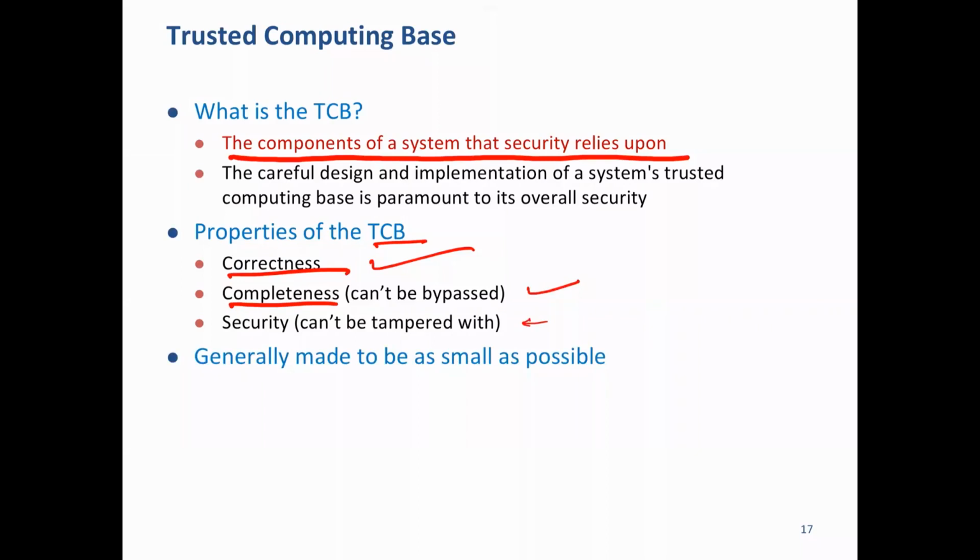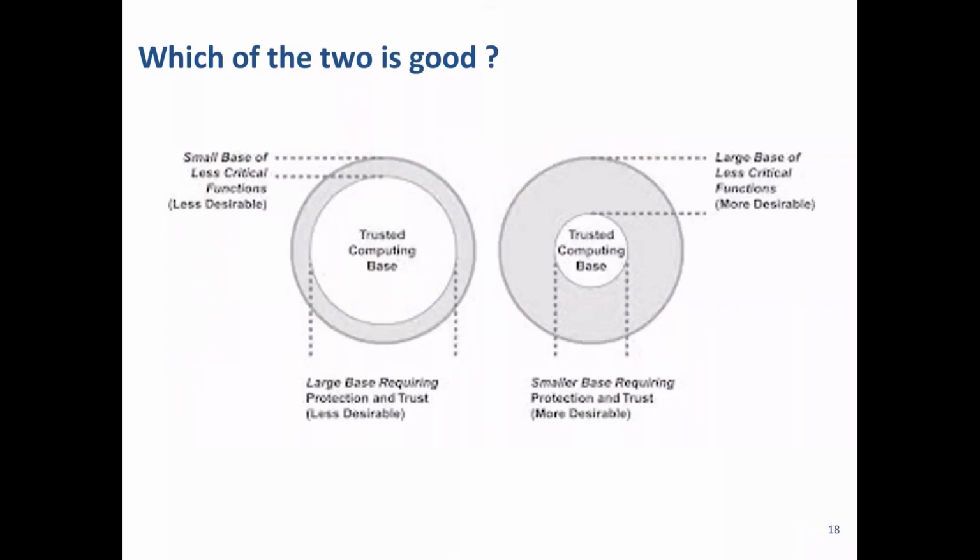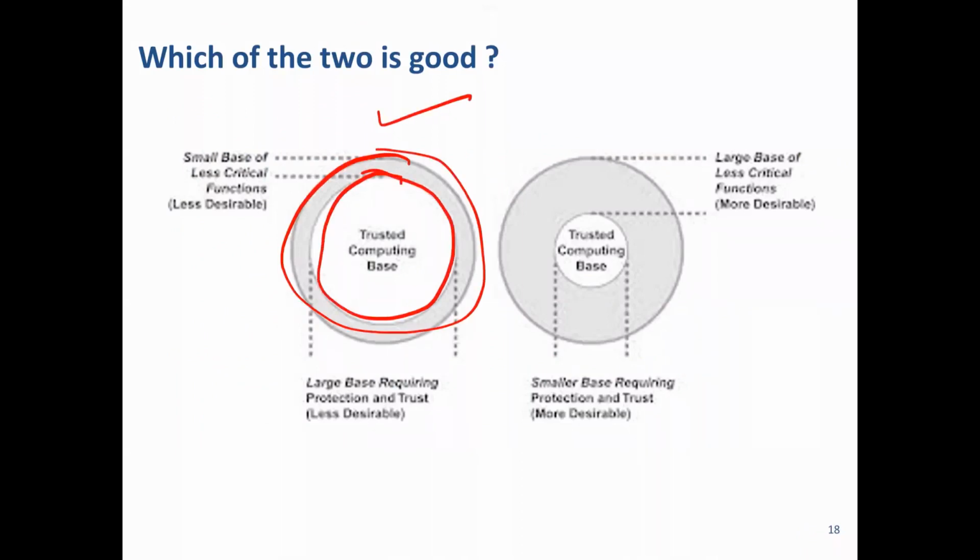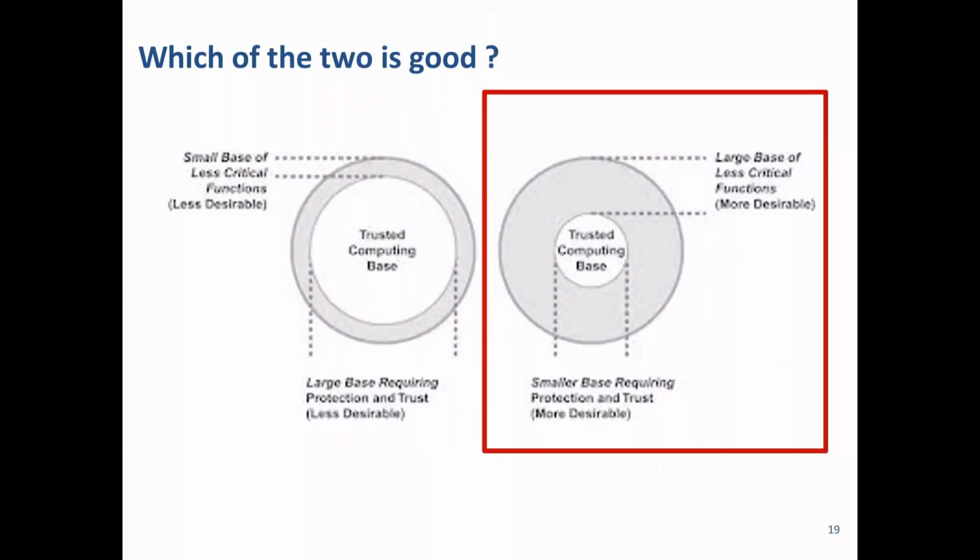It should be made as small as possible, because if the TCB is larger, it's very difficult to design, write, and audit. So now there are two ways. If this is a complete system, one possibility is to make the TCB as large as possible. The second is to make the TCB as small as possible. And we are going to always design in this way. Any question?